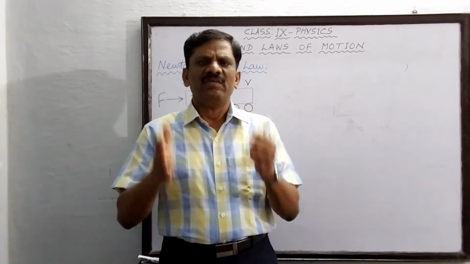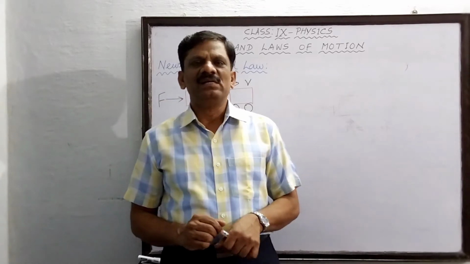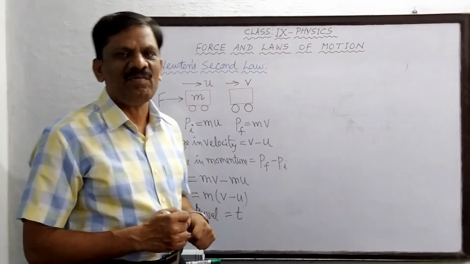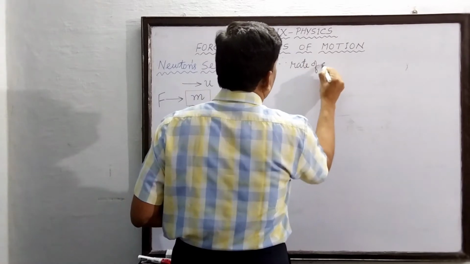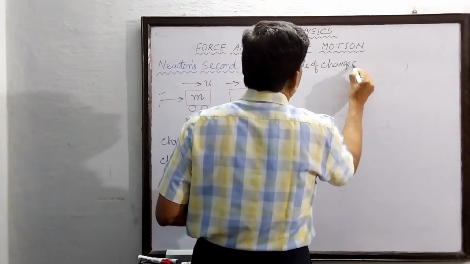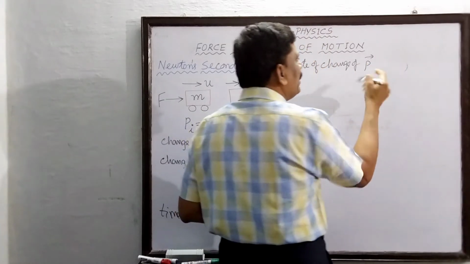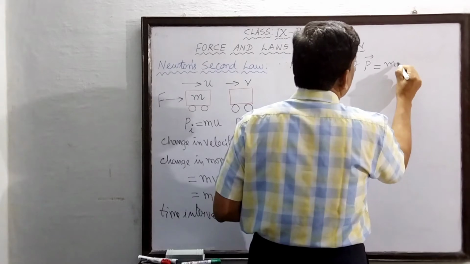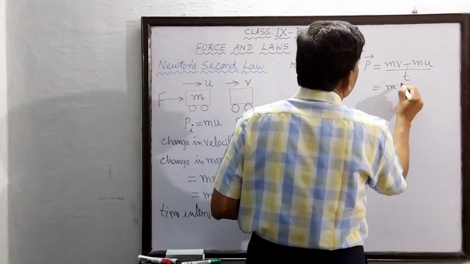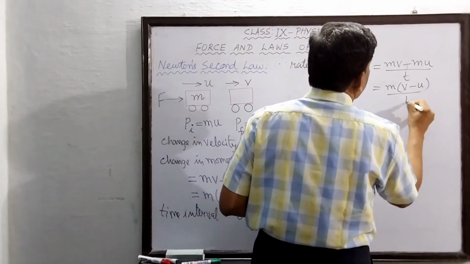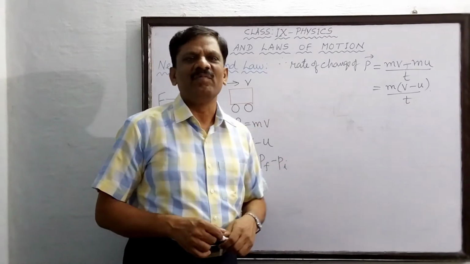So if you divide the change in momentum of the body by the time interval, that is called the rate of change of momentum. Therefore, this one is the rate of change of momentum. I will write the symbol like this, okay? p, that is equal to m into v minus m into u divided by t, that is m into (v minus u) divided by t. So this is the rate of change of momentum.